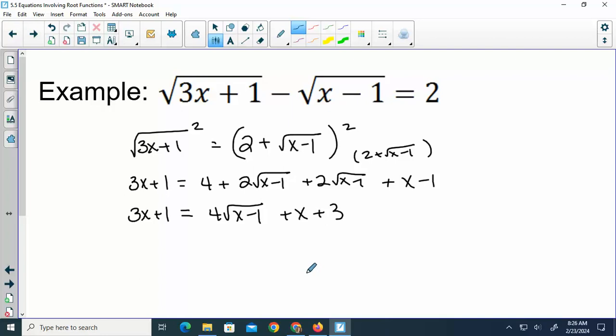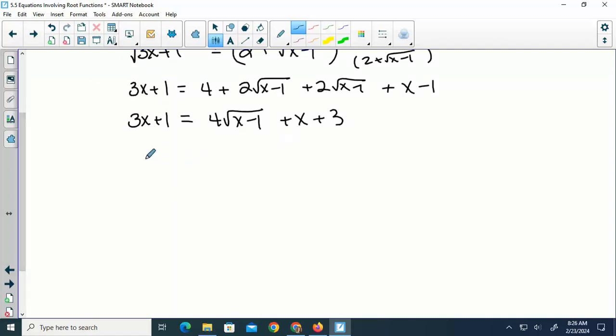So if we combine like terms, now what? We need to get all that extra stuff over so we can square and get rid of this radical. So if we subtract our x, subtract our 3. Did anyone catch that right now everything's divisible by 2? Okay. If you did, you could have divided and just given yourself some smaller numbers, but if you don't catch it, it's not a big deal.